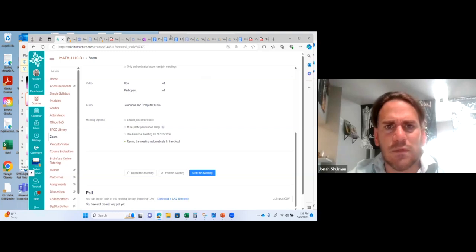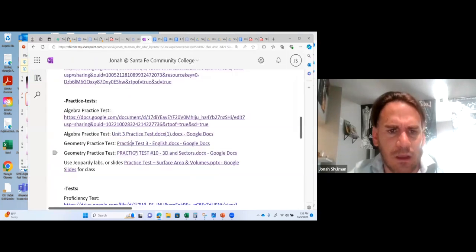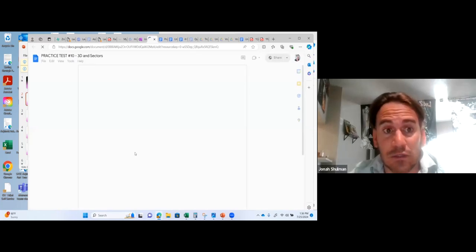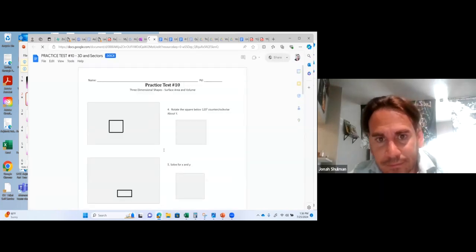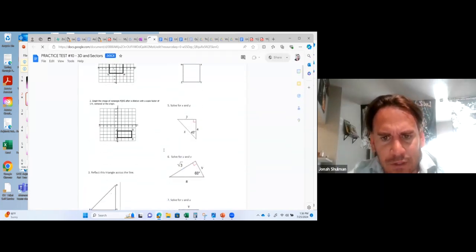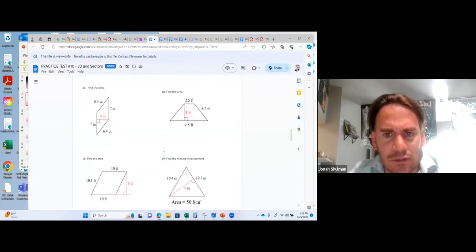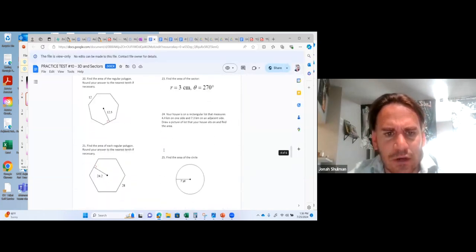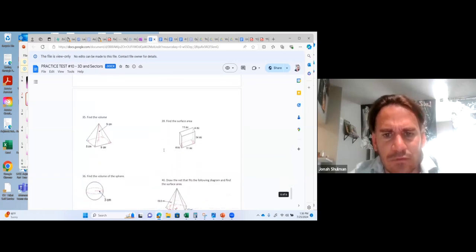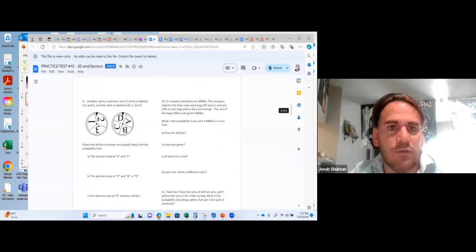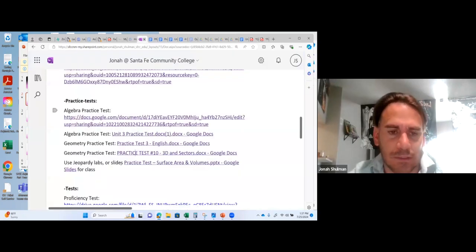All right, let's keep going. So another geometry practice test, one that I didn't convert back to English. They usually look way neater. Here's surface area and volume, stuff that we've learned. There's some probability in here. These are some surface area and volume questions. So again, mostly open-ended, all open-ended for the practice test.